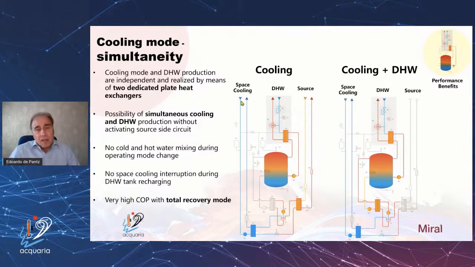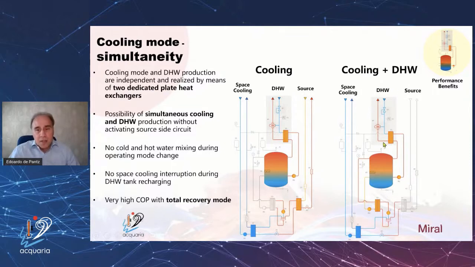Again, during the space cooling production, I can have simultaneously domestic hot water because there is an independent and separate heat exchanger. Interestingly, if in this situation I have again the tank to be replenished, when I activate this pump, this pump is extracting all the gas. And also closing the two-way valve on the loop side, I can really let this heat exchanger become like a total heat recovery exchanger. So basically, in this very moment, I'm recovering all the energy for the tank replenishment.